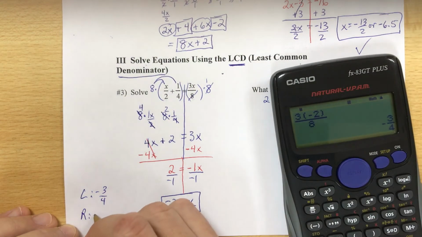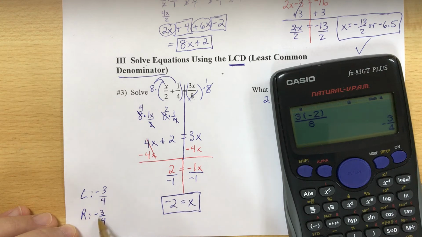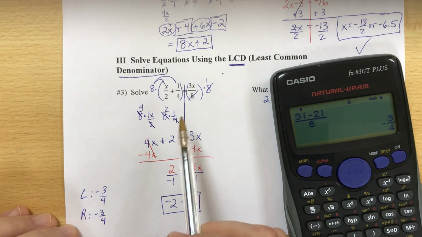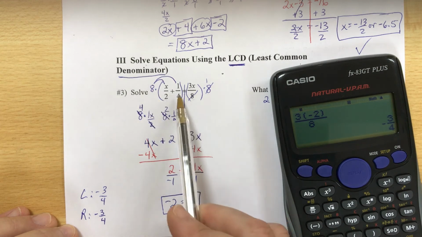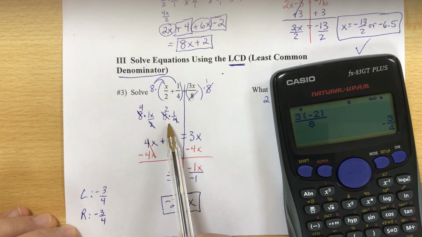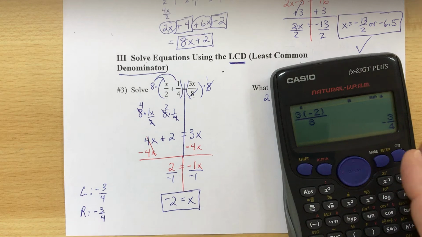So what that tells us, the right side, the left side, they have the same value. That means this solution is correct. That is the solution. That is the answer. Okay, so what's our strategy when you have more than one fraction? Let's multiply by the LCD to eliminate all your denominators, and then you solve.